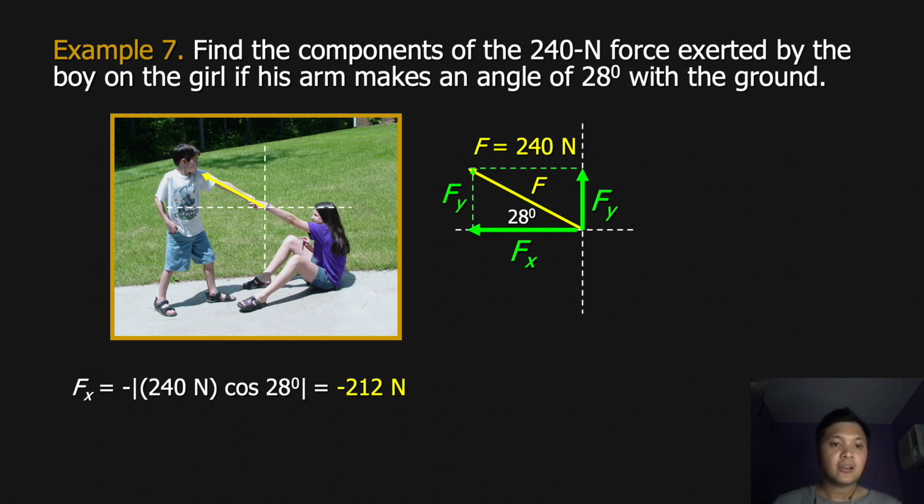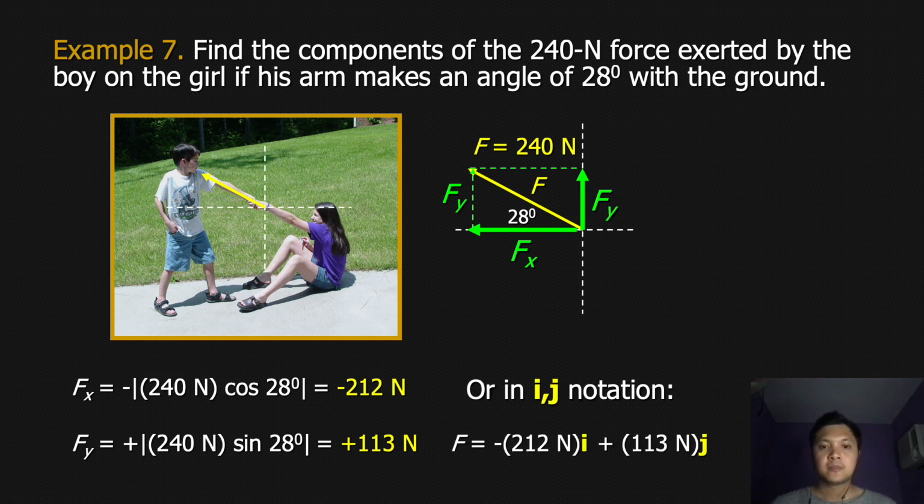So Fx, the x component, is 240 newtons cosine 28, and we have to put the negative because the x component of the force is directed towards the left, or the negative x direction, while Fy is positive, since it's going up, so that's 240 sine 28, which is equal to 113 newtons. And in ij notation, F is equal to negative 212 i hat plus 113 newtons j hat.